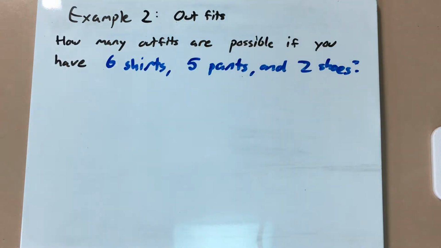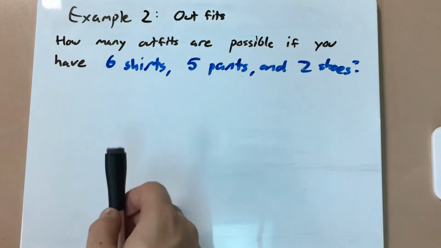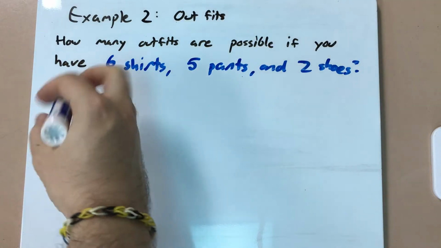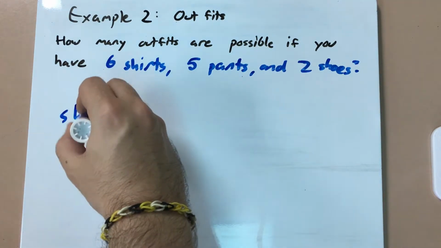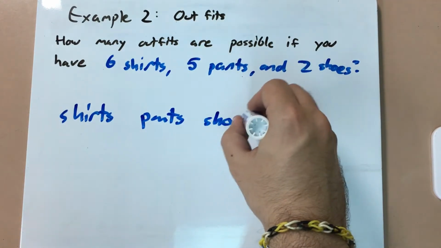So here's the second fundamental counting principle example, and it deals with outfits. So we're wondering how many possible outfits we can make if we have 6 shirts, 5 pairs of pants, and 2 pairs of shoes. Didn't write pairs for the sake of space. So we will go ahead and write out the different parts of our outfit: shirts, pants, and shoes.